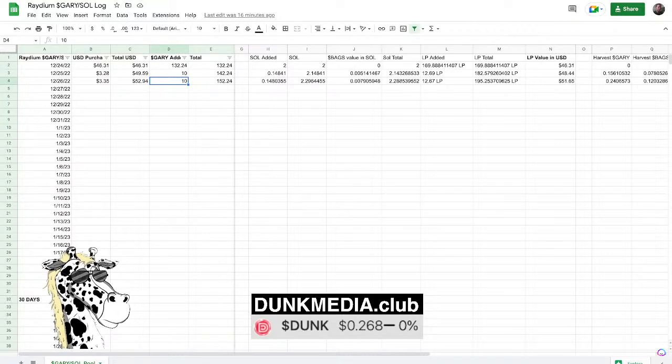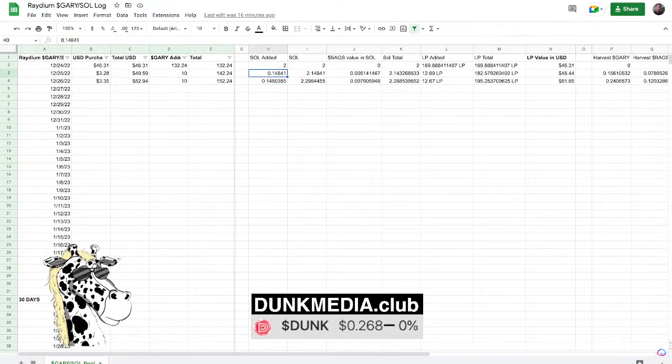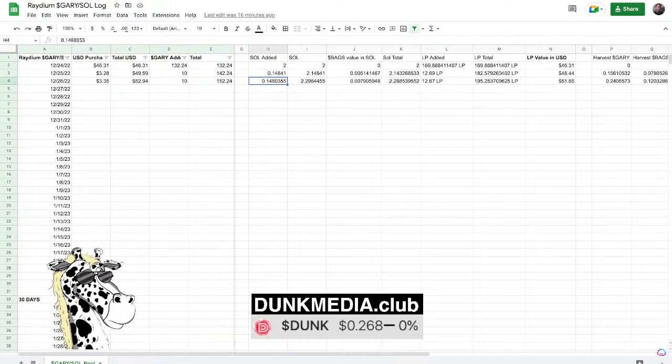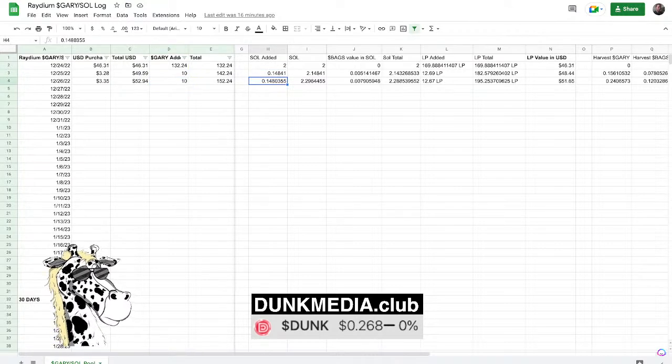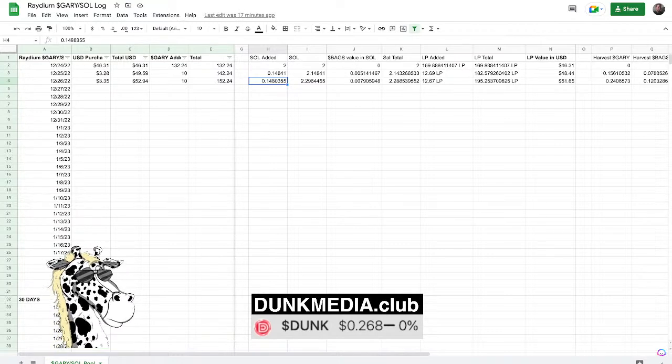So I'm going to add in another 10 Gary. But the Solana added, I mark how much Solana, because when you add in the Gary, you have to add in the exact same amount when we're doing USD equivalent in Gary to Solana, so you have the same value on both sides.